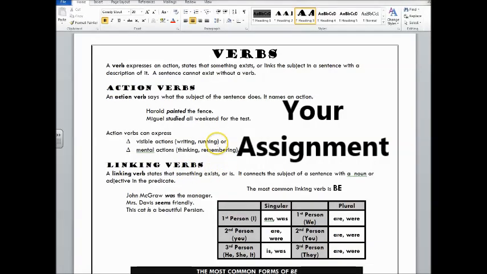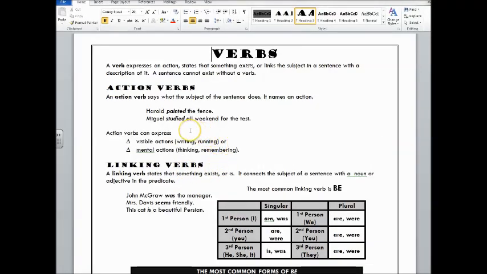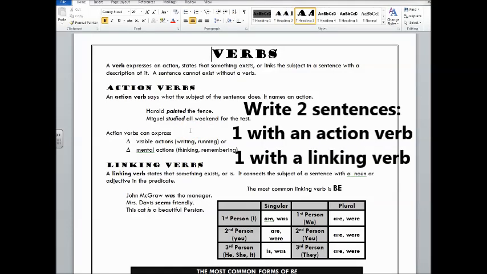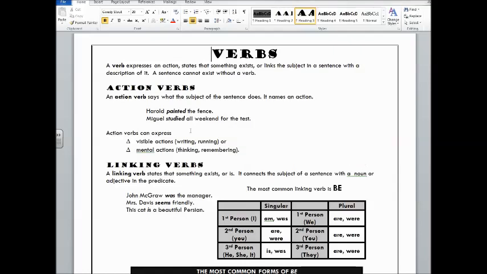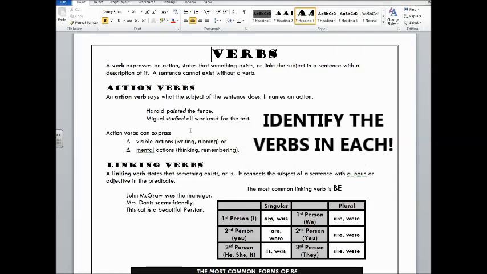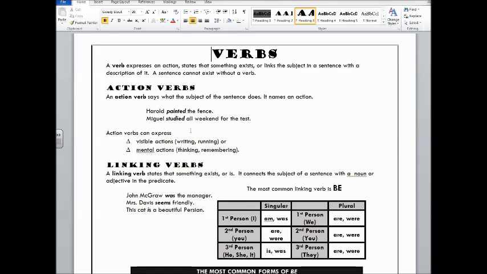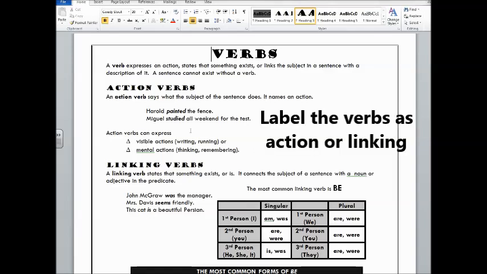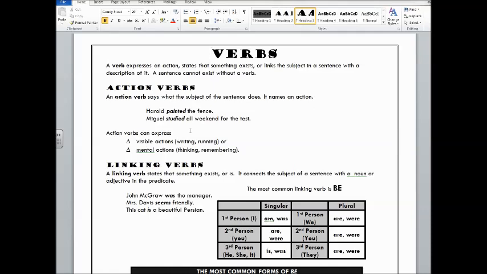So, for your assignment, you are to write 2 sentences. The first sentence should have an action verb. The other sentence should have a linking verb. You must identify the verb in each of your sentences. You can bold it, you can underline it, I don't care. Just identify what the verb in your sentence is and then tell me if it's the action verb or if it's the linking verb. Keep your sentences short and simple. Limit yourself to 1 verb in your sentence.